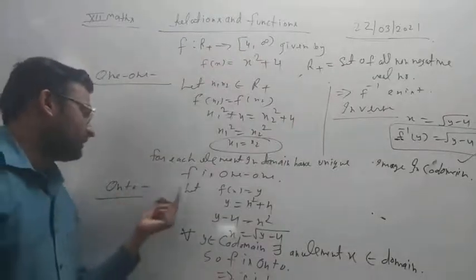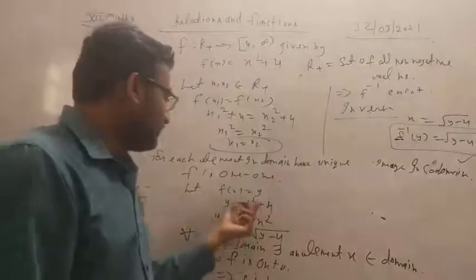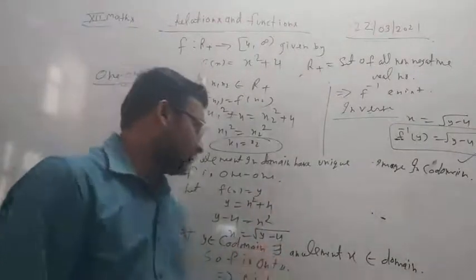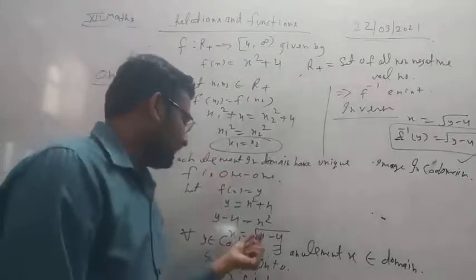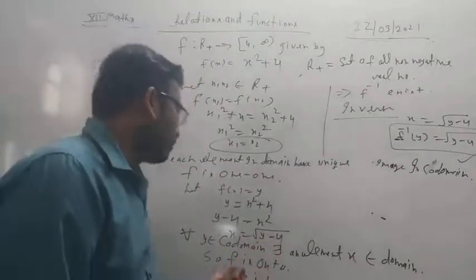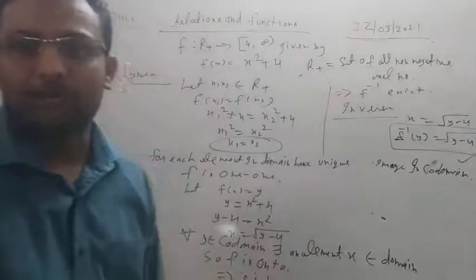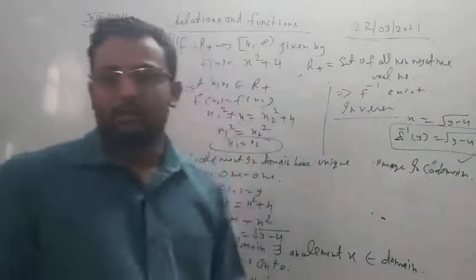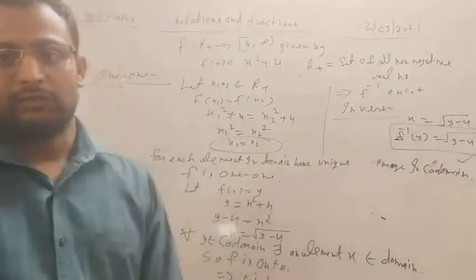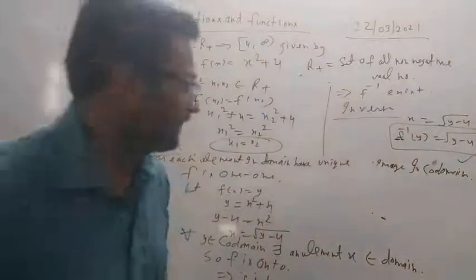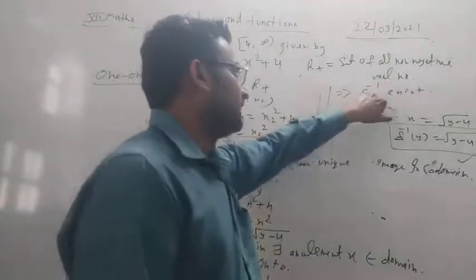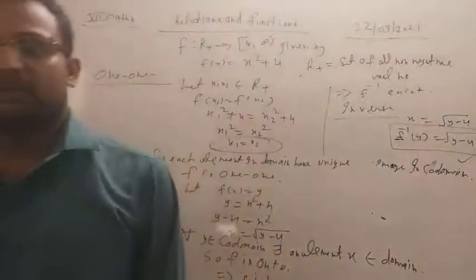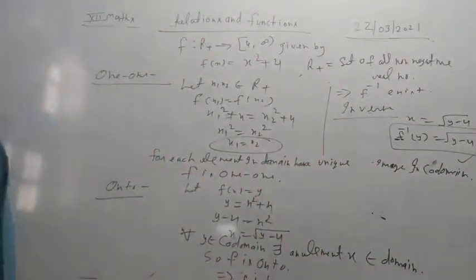Now onto: let f(x) = y. So y = x² + 4. So x = √(y − 4). So students, for any value of y belonging to the codomain, there exists an element x belonging to its domain. So this function is onto. So on the basis of our result, the function is bijective because it is 1-1 and onto. So we say that f inverse exists, and the inverse will be f inverse(y) = √(y − 4). Okay. I hope you understand.